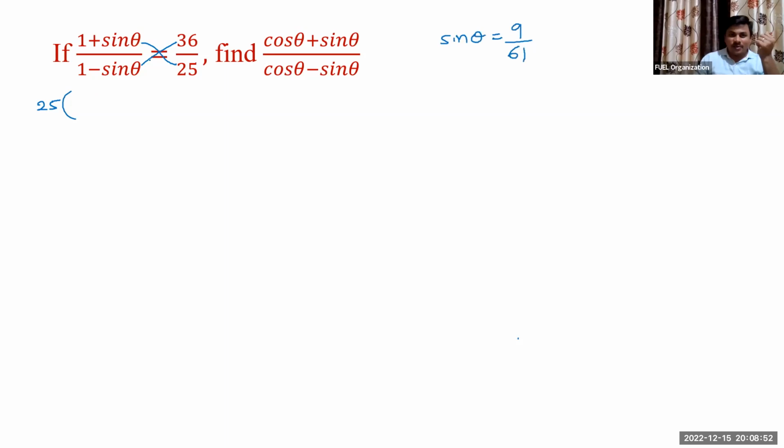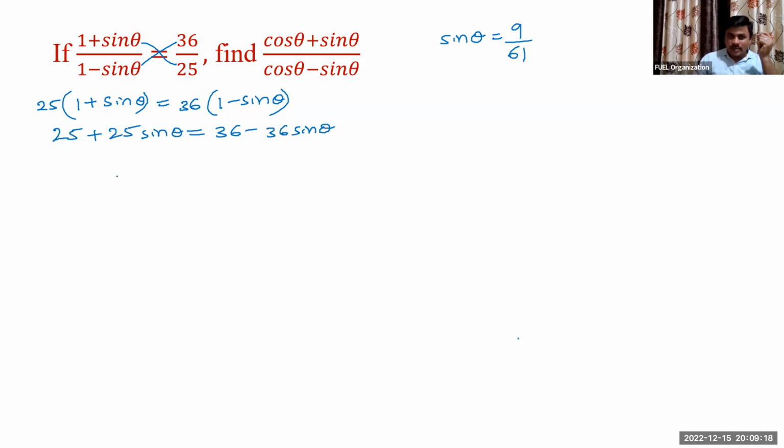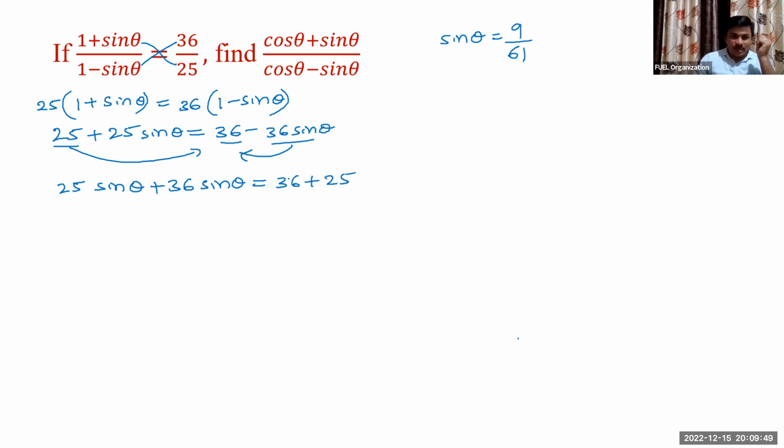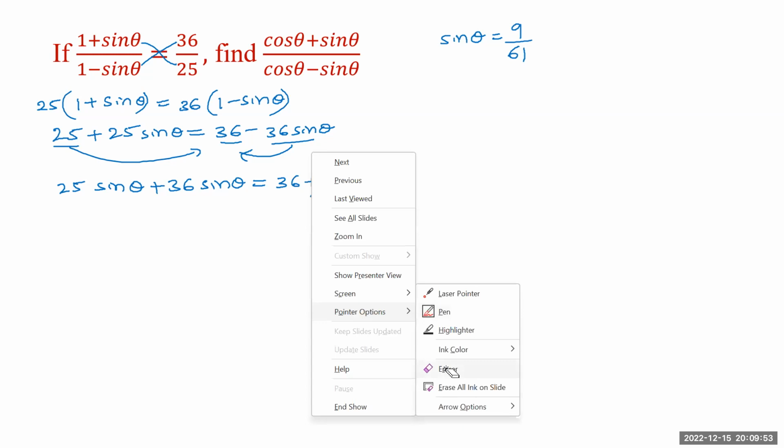Okay, we will see whether your answer is right or not. If you multiply, 25 into 1 plus sine theta is equal to 36 into 1 minus sine theta. Do multiplication: 25 ones are 25 plus 25 sine theta is equal to 36 minus 36 sine theta. Now, once you do simplification, if you take the 25 towards the right and the 36 sine theta towards the left, what will you get? 25 sine theta plus 36 sine theta is equal to 36 minus 25. The negative sign we will get.